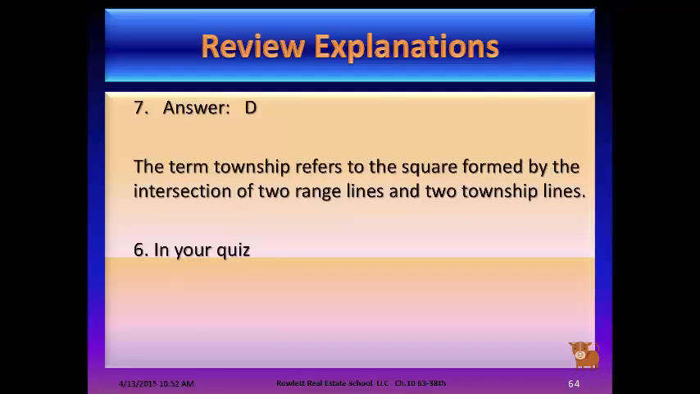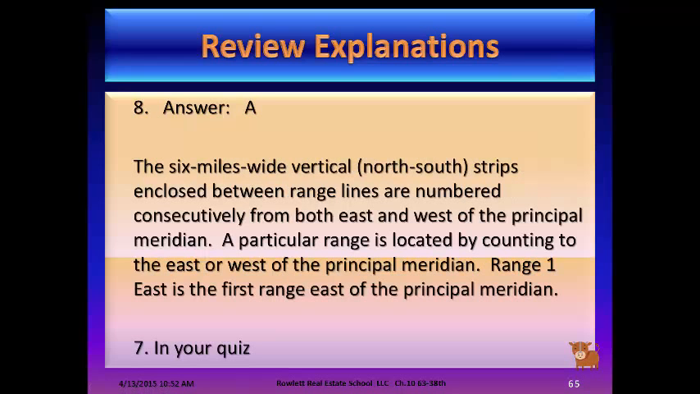7, or your 6, was D as in Delta. The term township refers to the square formed by the intersection of 2 range lines and 2 township lines. Number 8, or your 7, was A as in Alpha. The 6 miles wide vertical, or north-south, strips enclosed between range lines are numbered consecutively from both east and west of the principal meridian. A particular range is located by counting to the east or west of the principal meridian. Range 1 east is the first range east of the principal meridian.